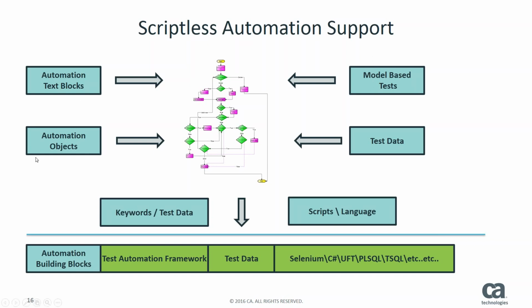So we have automation text blocks, automation objects, we have the concept of model-based tests and test data, and out of that we would then create the scripts that we're going to talk about. So Selenium, I'll start off with that. But basically the idea is you can generate virtually any scripting language you like, and even if it's not a scripting language, if it's got an API layer, we could probably just call out to the API layer to create the tests. Okay, so that's the sort of core concepts.